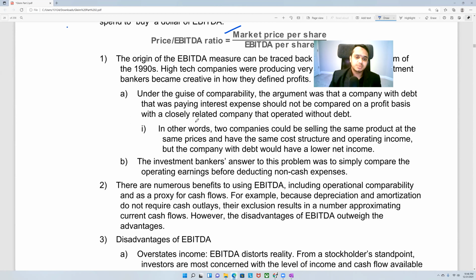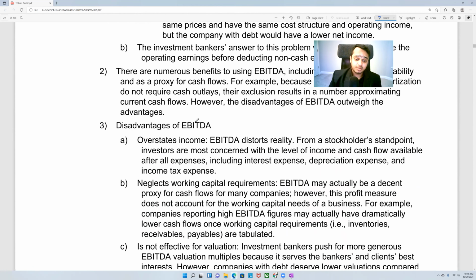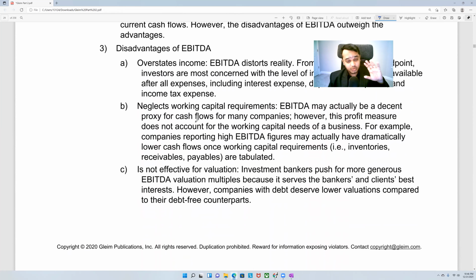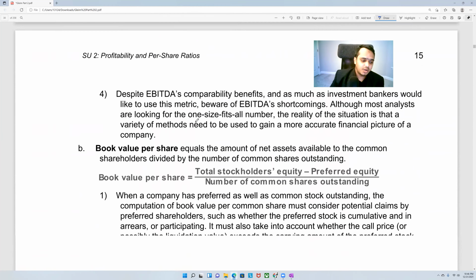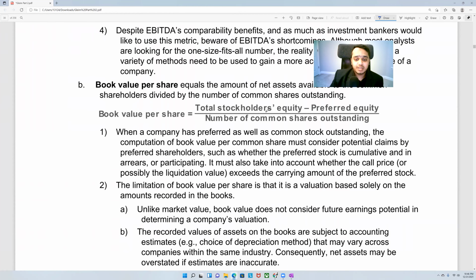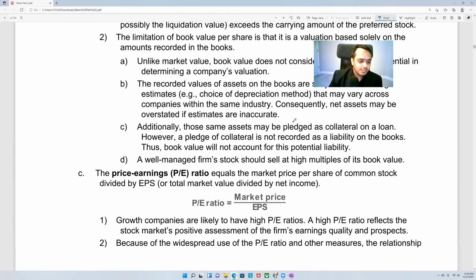I've just said it to you. It is used in share prices of the organization so that all those non-cash expenses are not taken into consideration. Okay. Then book value per share is nothing but total stockholders' equity minus preferred equity divided by the number of equity shareholders. So it's nothing but earnings available for equity shareholders divided by the number of common shares outstanding. That's it.